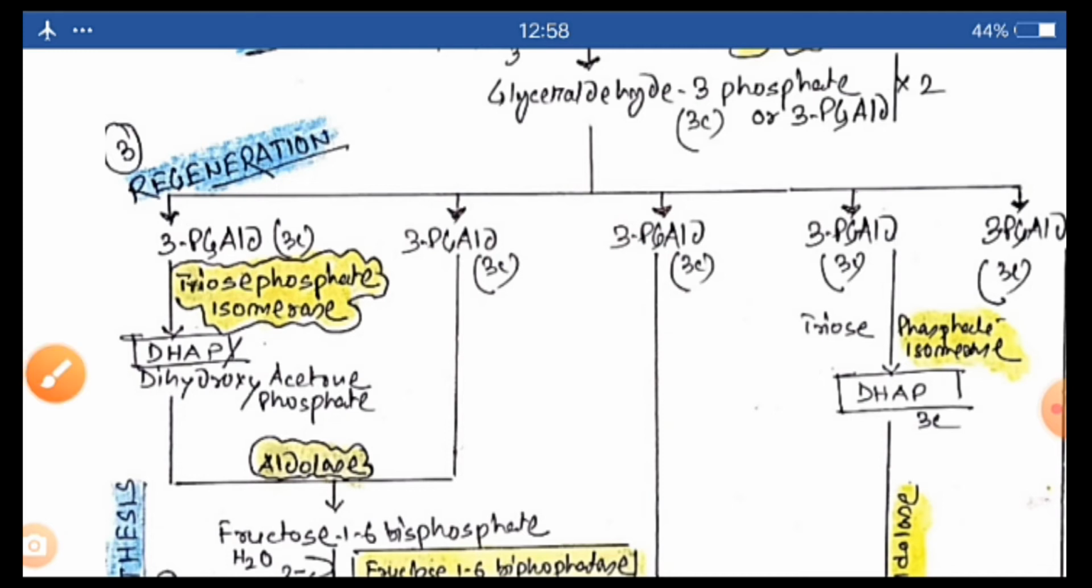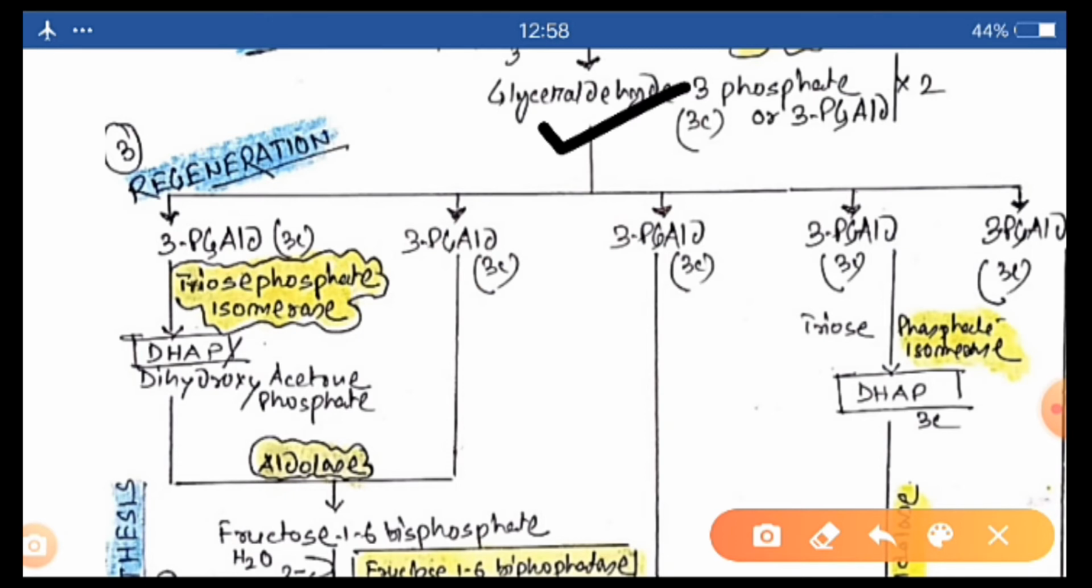Okay, so take glyceraldehyde 3-phosphate, this one. It will be converted to dihydroxyacetone phosphate in the presence of the enzyme triose phosphate isomerase. That is, 3-phosphoglyceraldehyde is isomerized to dihydroxyacetone phosphate.